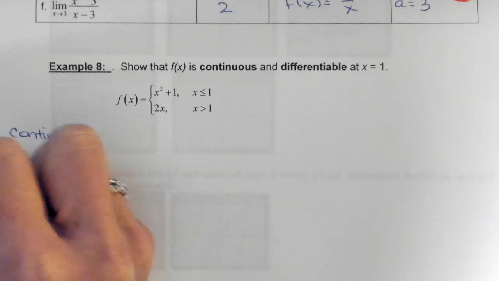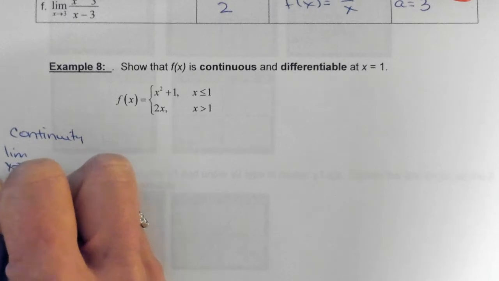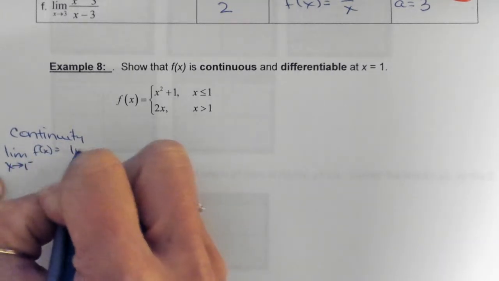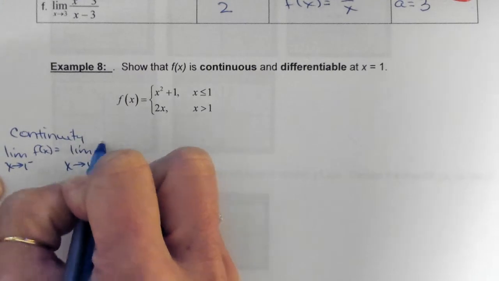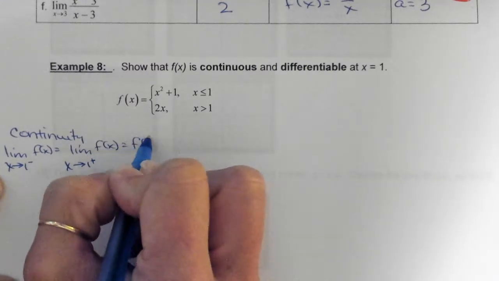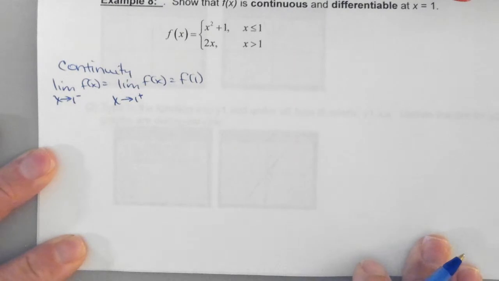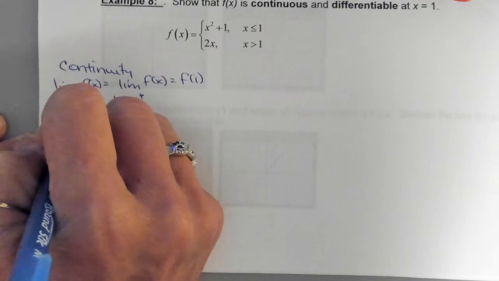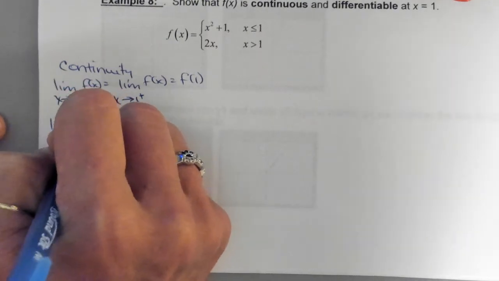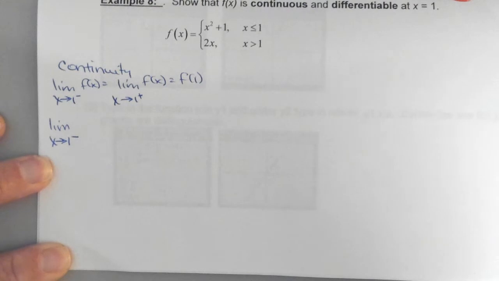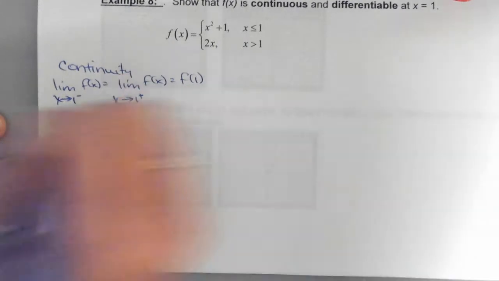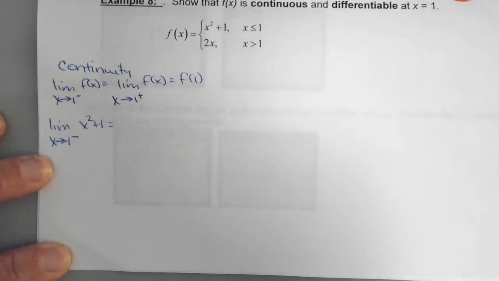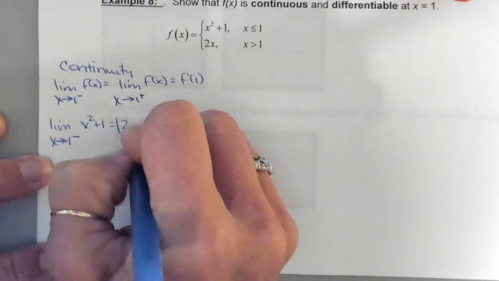This is where we have to evaluate, in this case, the limit as x approaches 1 from the left of f of x, which should be equal to the limit as x approaches 1 from the right of f of x, which should be equal to f of 1. Ooh, that's crooked. All right, first we look at the limit as x approaches 1 from the left. Which equation am I using, top or bottom? Top. So this will be x squared plus 1. What is the limit as x approaches 1 from the left? It is 2.